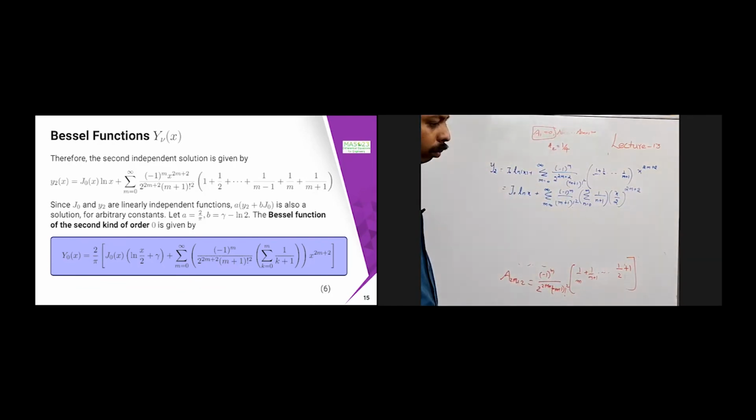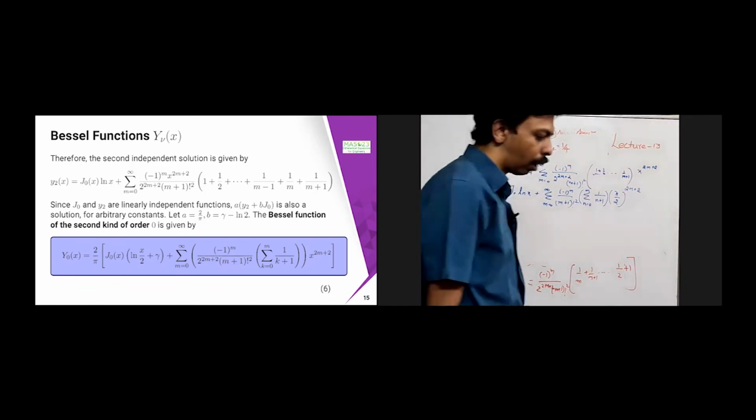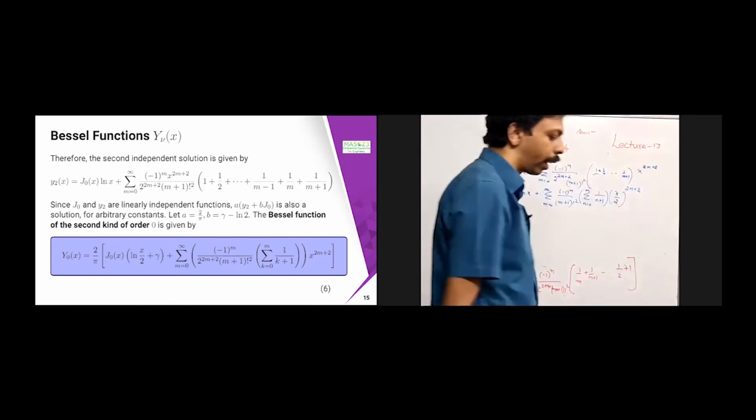So instead of n equal to 0, I have written k equal to 0, 1 by k plus 1. Both are the same.